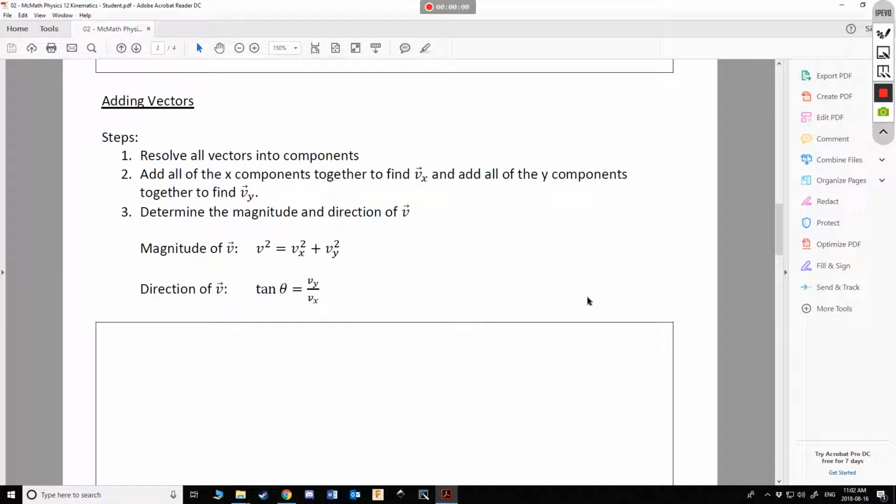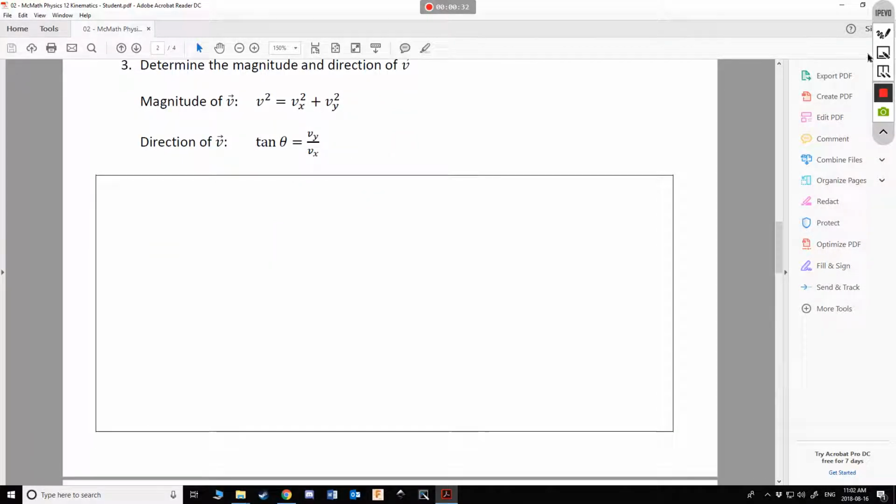So let's make sure we understand how vectors add together before we move on to some harder problems. In this case, you see the steps: one, resolve all vectors into components. Two, add all the x components together to find the overall vx, and add all the y components together to find the overall vy. Then we can determine the magnitude and direction of v, because once we have the overall x and the overall y, it just forms a right-angled triangle. We can use the Pythagorean theorem as well as trigonometry to find the magnitude and direction.